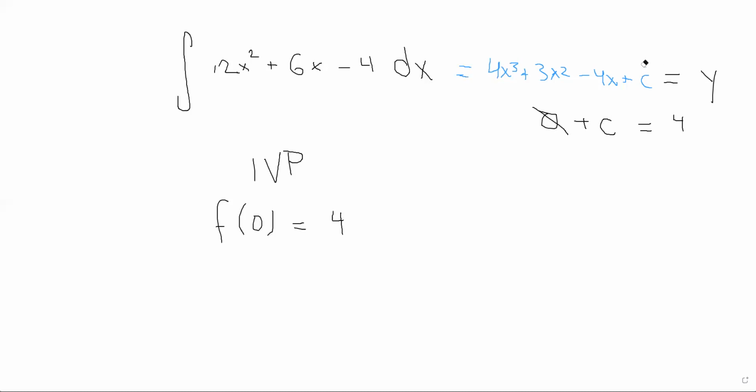So in this case, we would just go back to the original, make a quick modification, replace the c with the value that we just found. So this would be the particular solution right here. That's what we call an IVP, an initial value problem. Any questions? Nope. Cool.